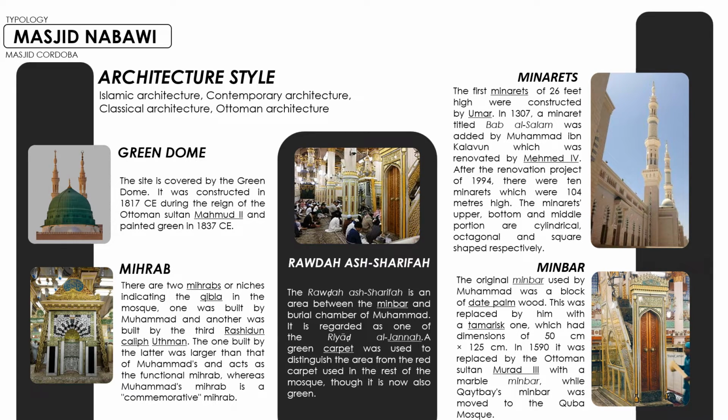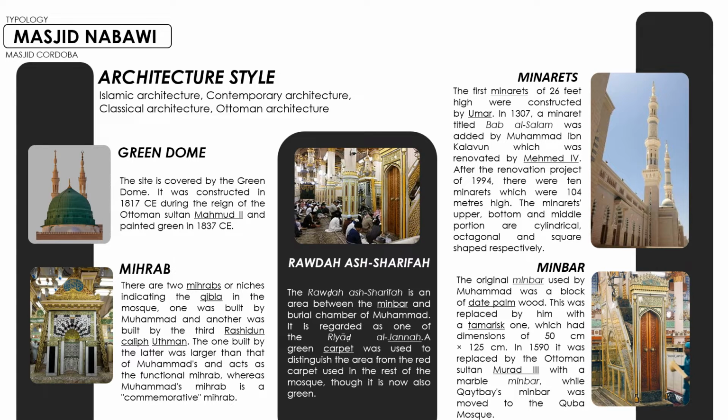The fourth one is Minbar. The original minbar used by Muhammad was a block of dead palm wood. This was replaced by him with a tamarisk one. In 1590, it was replaced by the Ottoman Sultan Murad III with a marble minbar, while Qaitbay minbar was moved to the Quba Mosque.